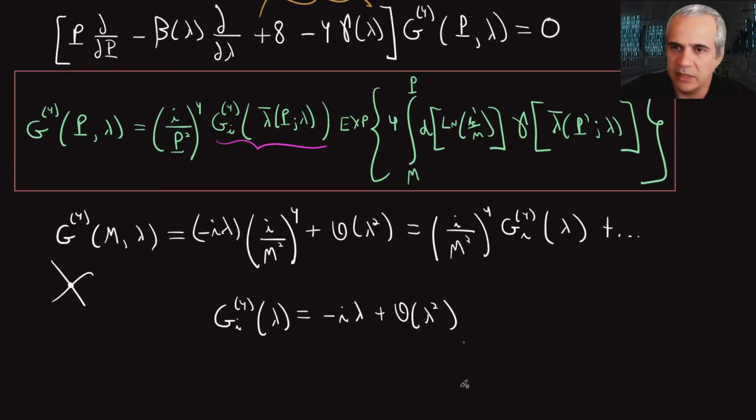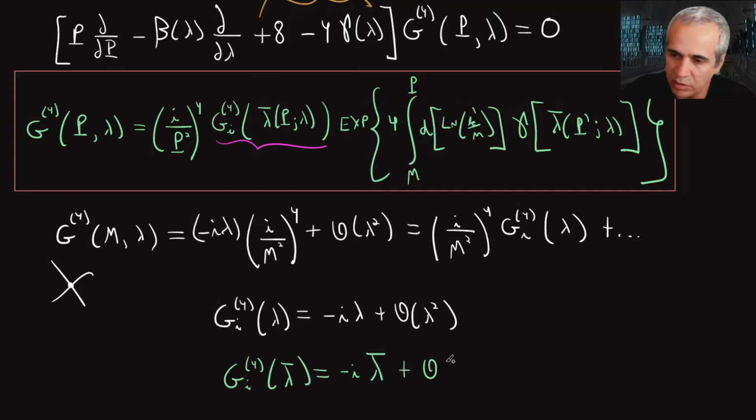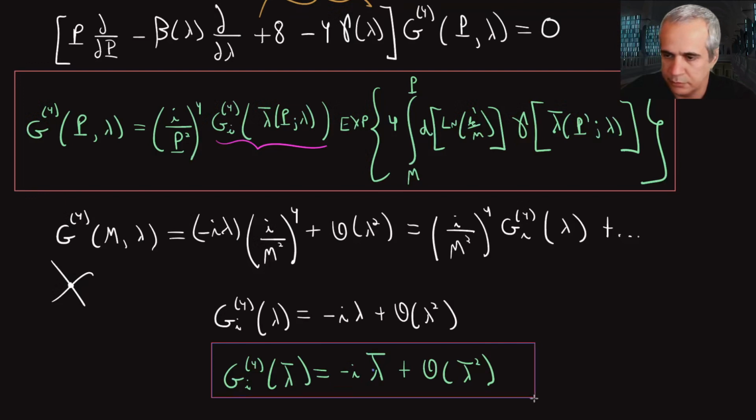Which means, again, since I can change lambda and m at all points, this is the functional form of this guy. So it needs to be G_I4 of lambda bar is equal to minus i lambda bar plus order lambda bar squared. So that's the form of this function for the 4-point function.